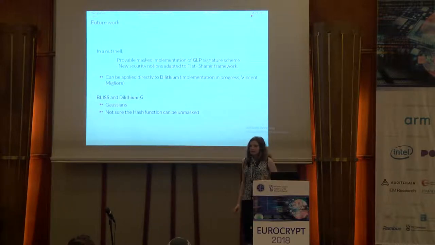And now we will study how to mask other schemes like BLISS or Dilithium-G, which use Gaussians. So we need to find a solution for Gaussians. Also, in those schemes, we are not sure that the hash function can be unmasked, as in GLP. So here is the future work.